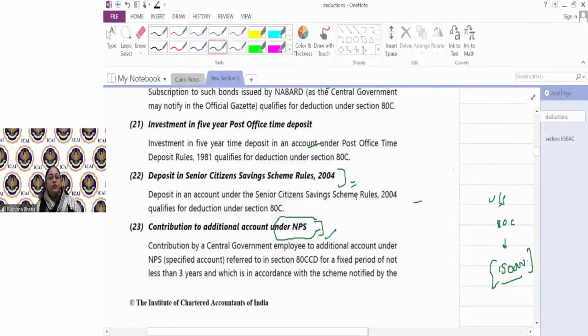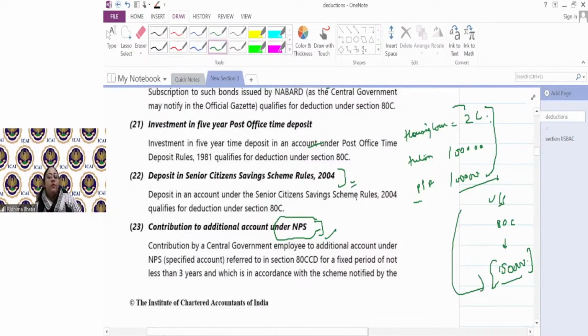Ma'am, suppose I have tuition fees of 1 lakh, I have PPF contribution of 1 lakh, and I have housing loan payment of 2 lakhs. So, ma'am, how will I decide from where I have to pick 150? No, you don't have to decide. You will first write that these are the options eligible for 80C and these are the amounts invested during the year. Okay. Once they in total cross 150, the maximum reduction, automatically it will pick only 150.